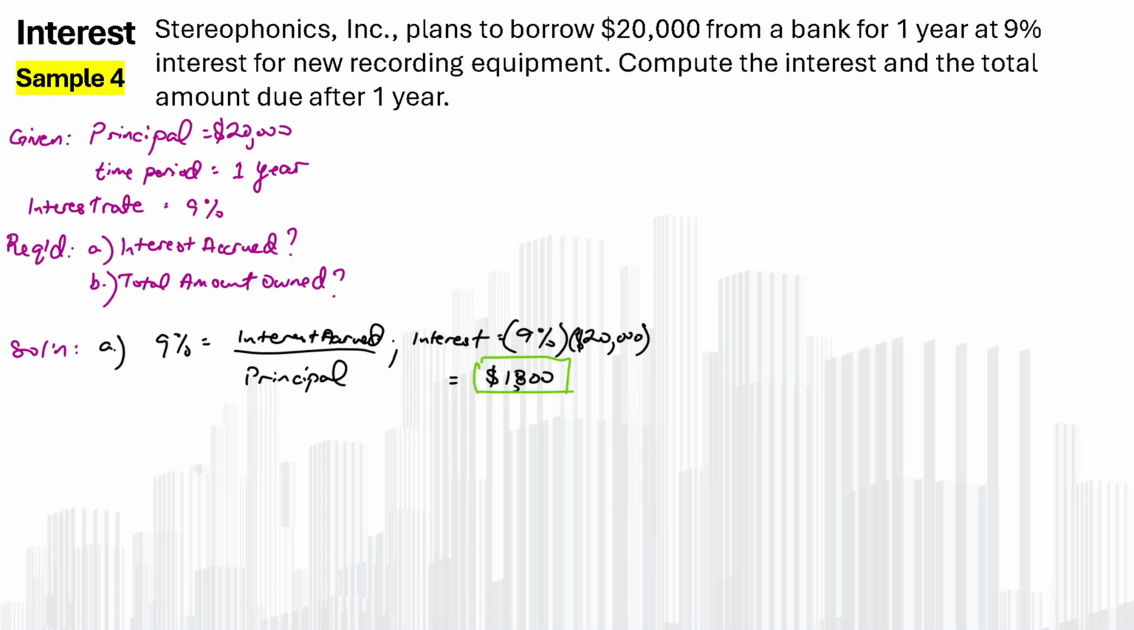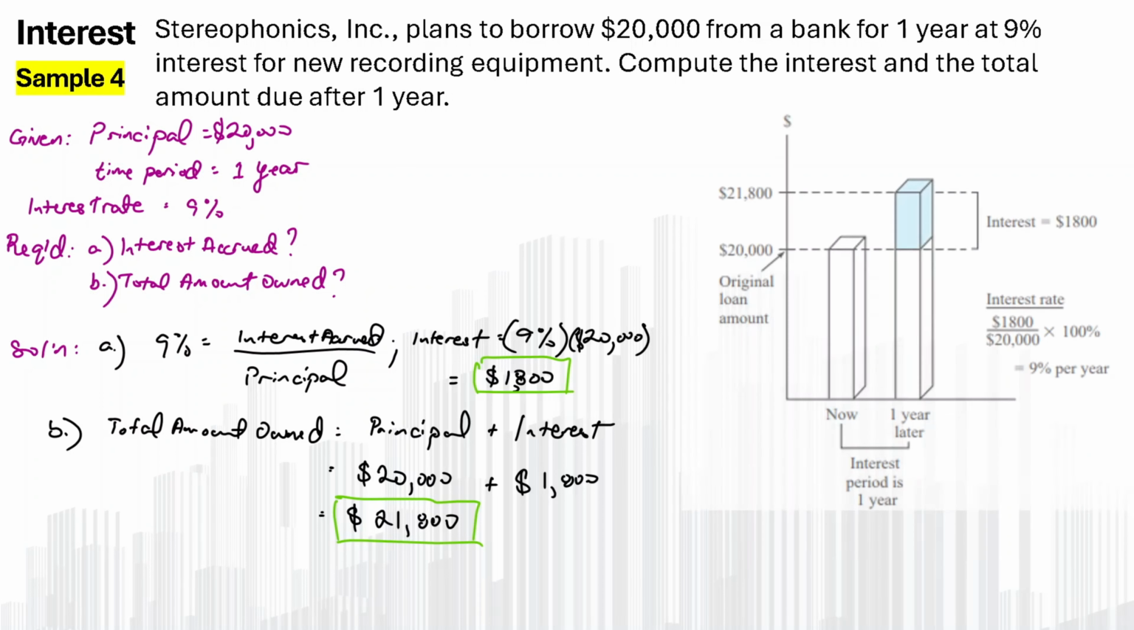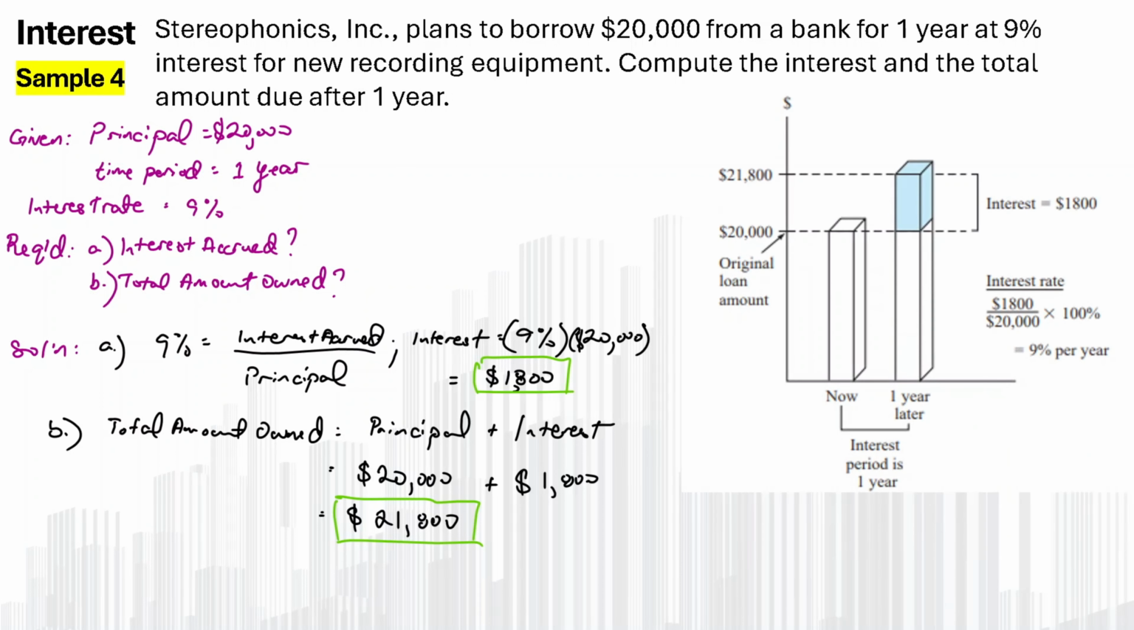So using the interest rate, we know that the interest rate is the interest accrued over principal. So just simply 9% times the principal, that will be 1,800. And then the total amount is simply the principal plus the interest, so that will be $21,800. Graphically, it would look something like this. So visually, that's how it looks.